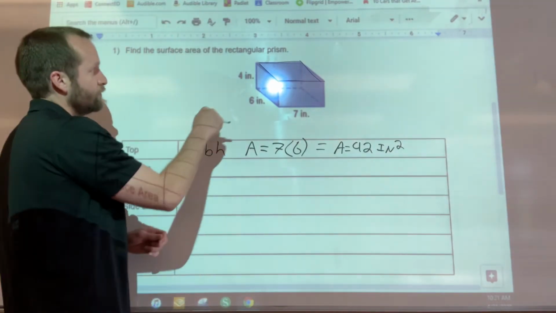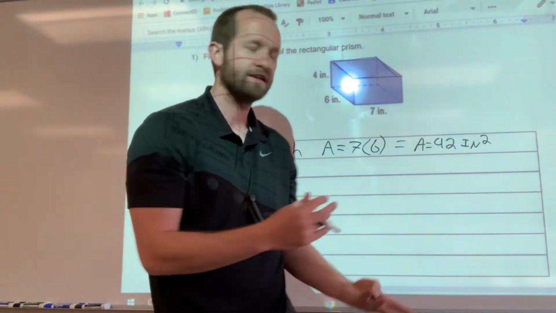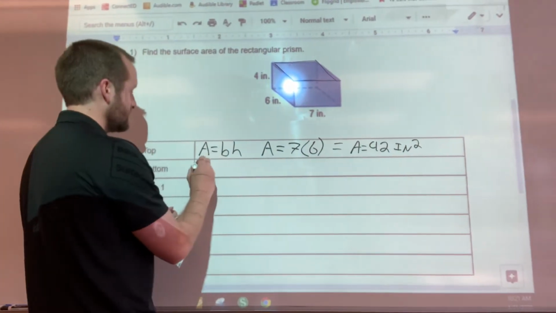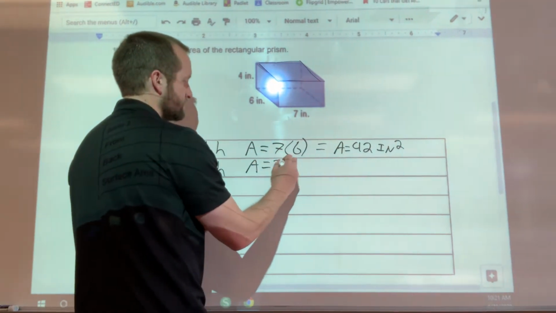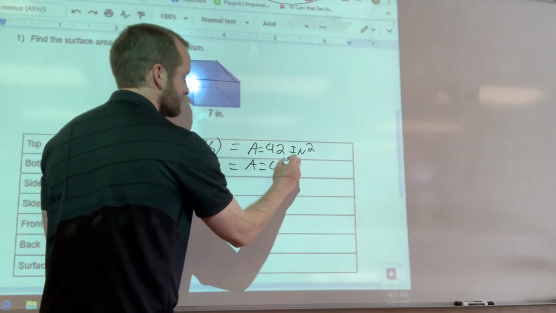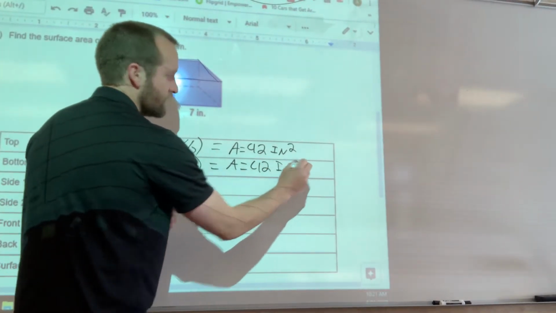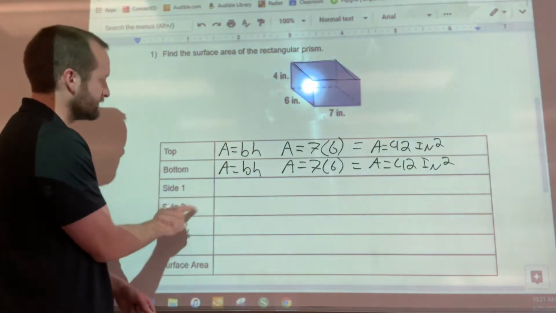So we know that the top and the bottom, they're congruent. It means they have the same dimensions, they're the same size. So I don't really need to do this again here. So I'm going to say, all right, area equals the base times the height. Again, same formula, area equals 7 times 6 for the bottom. So that means the area of the bottom is 42 inches squared as well. So we've got 2 of them done. We're 2/6 of the way done. It's very exciting. Okay, so now let's look at the 2 sides.